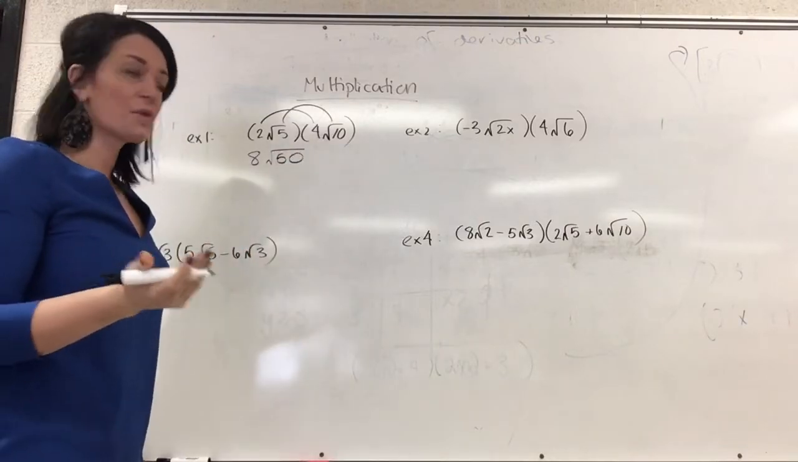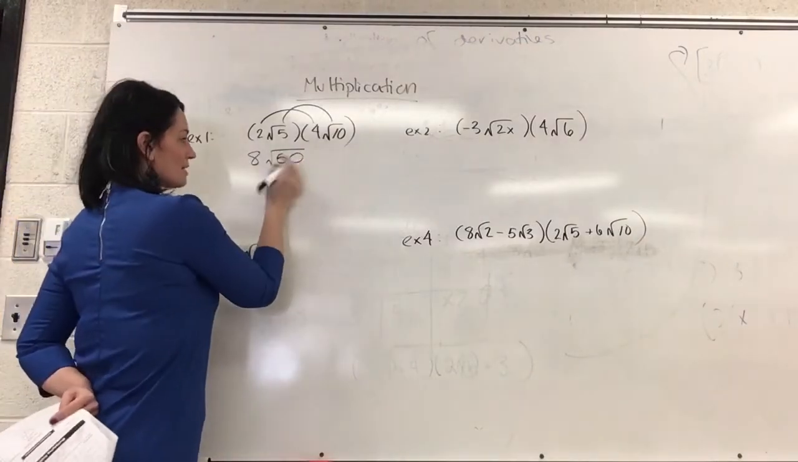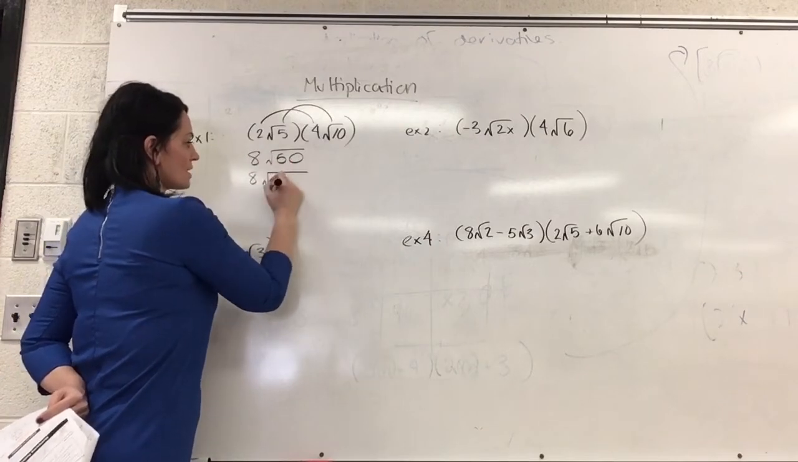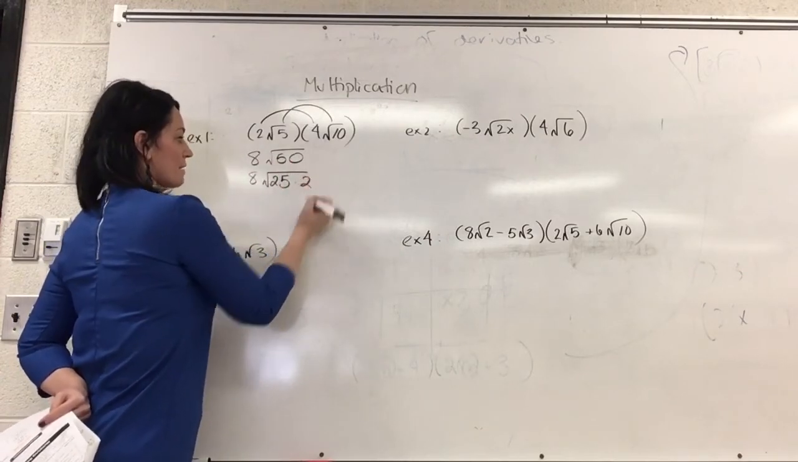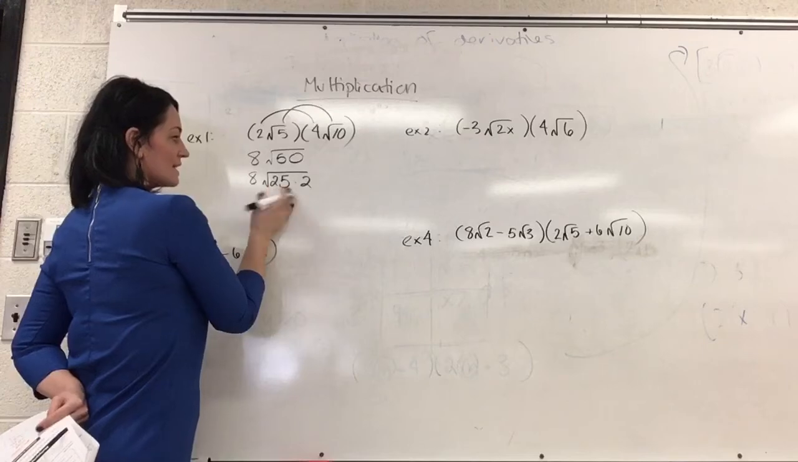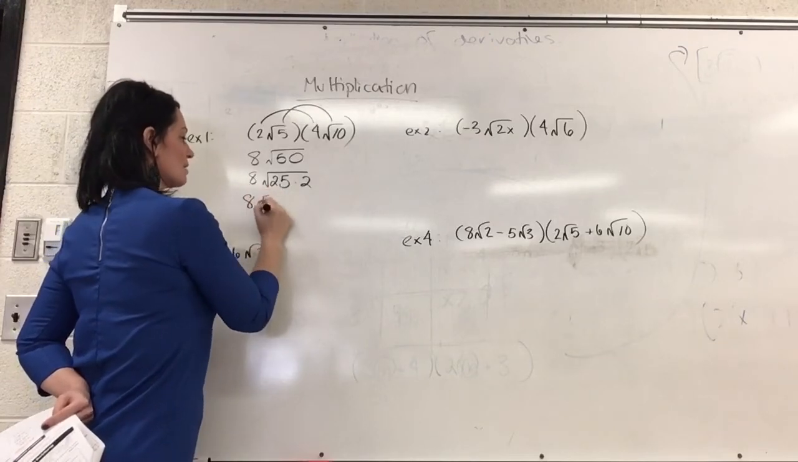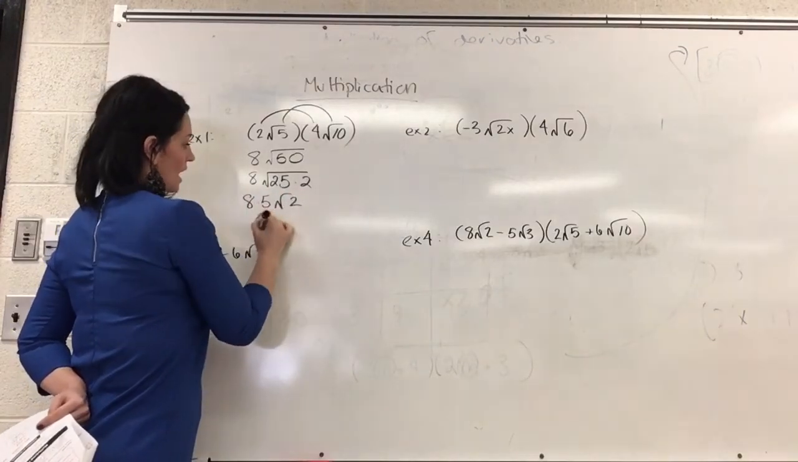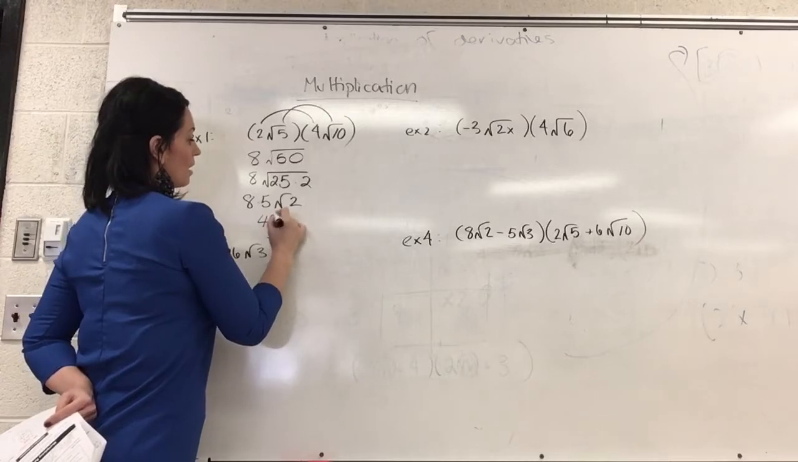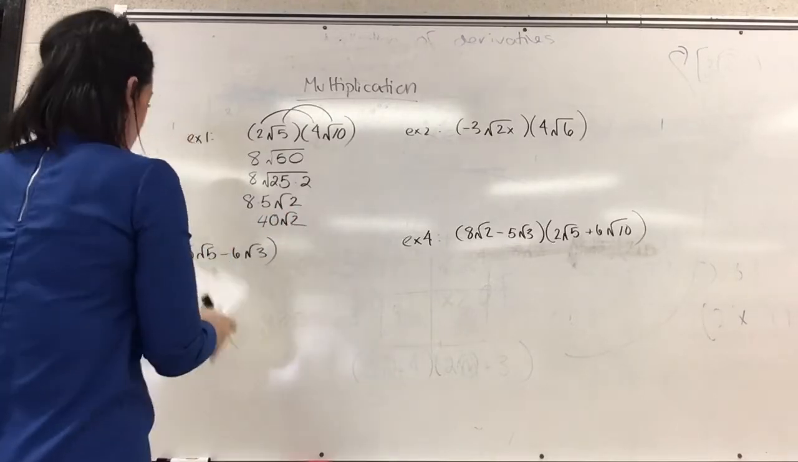And then the expectation would be that I simplify, so I break this up into a perfect square. So this is the same thing as 25 times 2. The 25 inside the radical is a 5 outside. So then I have 40 root 2 for my answer.